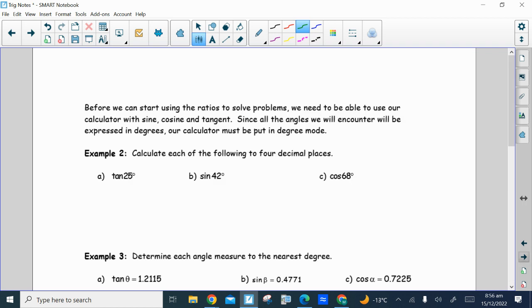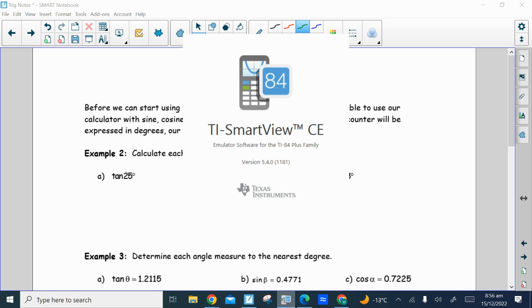Okay? So before we start using these to solve problems, we need to be able to use our calculators with sine, cosine, and tangent. Since all angles that we will encounter will be expressed in degrees, we must be in degree mode. So, all scientific calculators have sine, cosine, and tangent. So you should see them on your calculator. SIN is sine, COS for cos, TAN for tangent. And you have to be in degree mode.